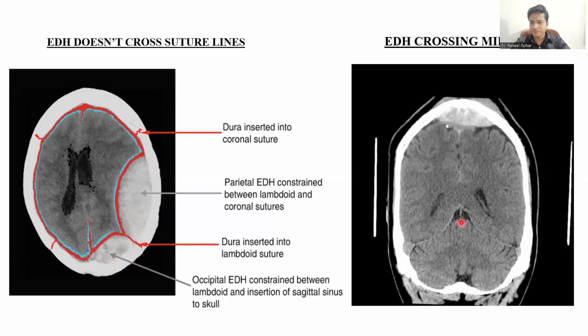Now again, as I have already told you, the EDH can cross the midline, so you can see over the interhemispheric fissure it is crossing the midline. Okay, so this is EDH because it is biconvex in nature, it is hyperdense, and it can cross the midline. So this is also EDH as well.